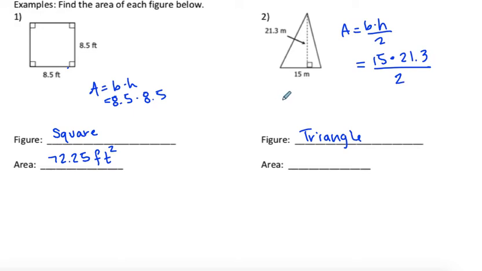So 15 times 21.3 divided by 2, I get 159.75, and this is going to be measured in meters squared. So we are going to be looking for those correct units here. If you have questions on how I'm getting those, let me know.